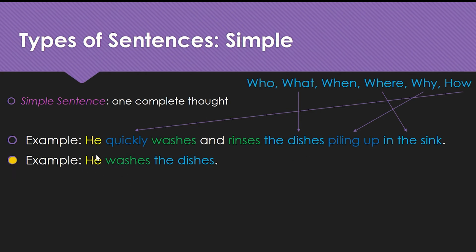This one has one subject, one verb, and one complete thought. This one has 4 supporting details. So quickly, like how is he washing the dishes? He's quickly washing them. What is he washing and rinsing? The dishes. Why is he washing them? Because they're piling up. And where are they piling up? In the sink. So you're adding a whole bunch of extra supporting details to the sentence, but since it only has one subject, he's washing these dishes, then it's a simple sentence.